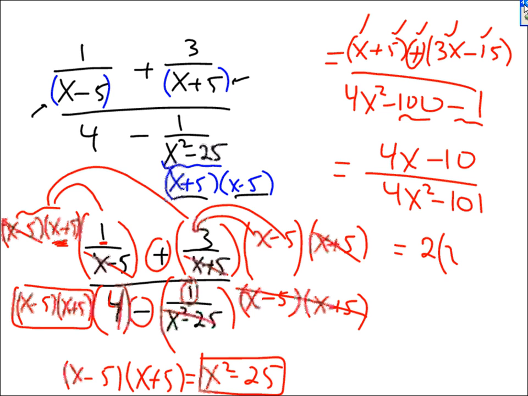You can pull out a 2 from the top. And of course, unlike me, you have to do it correctly. You pull out a 2 from the top, and you get 2x minus 5 left over, and the bottom, you really can't do anything with. There's your answer.